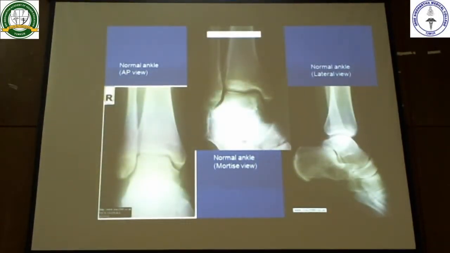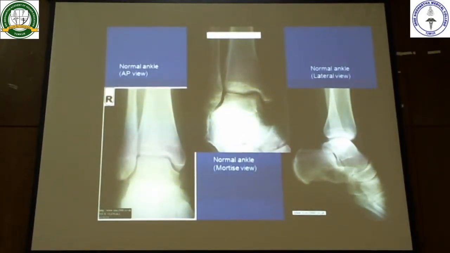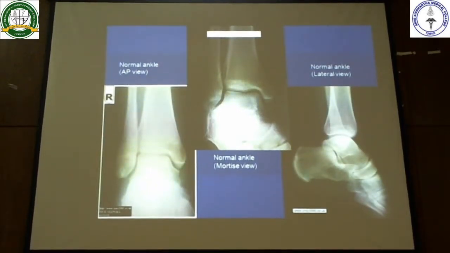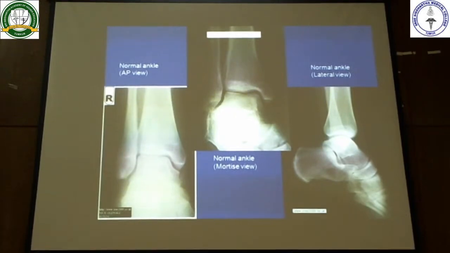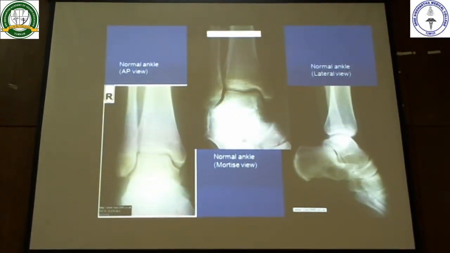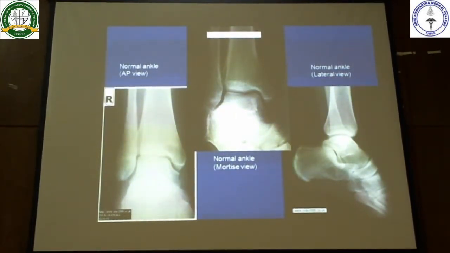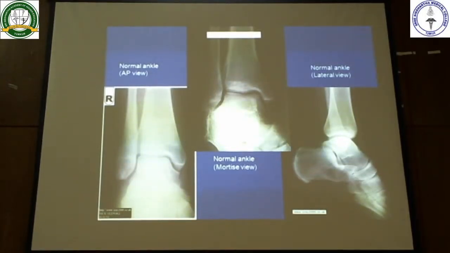So here you can see the difference: what exactly is an AP view, a Mortise view and a lateral view. AP view and lateral view, I think you are already familiar. So here the Mortise view, as you can see, is specifically showing the ankle joint. It is nothing but an internally rotated ankle joint. Around 15 degrees, you are rotating the ankle joint. That's why some fractures or some kinds of injuries become clear only with a Mortise view.